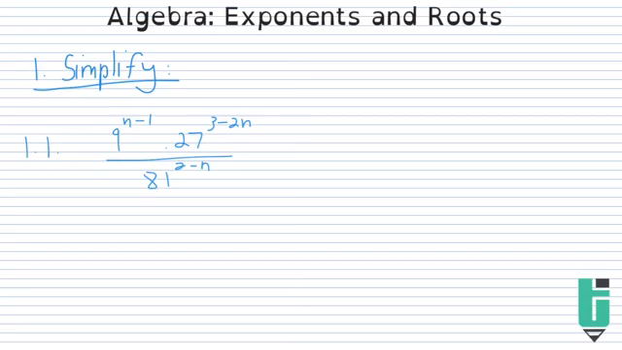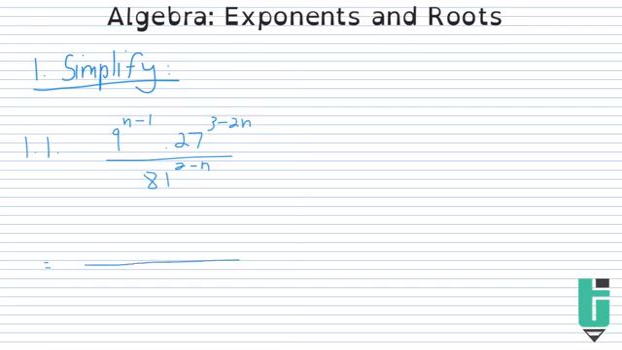Looking at this fraction as it is, let's examine the bases that we have. We have a 9, we have a 27, and we have an 81. So the best thing I think we should do is try and break these bases down into simpler bases and see if we can find a common base, and then apply our exponent laws to simplify this fraction. Okay, so let's start at the top.